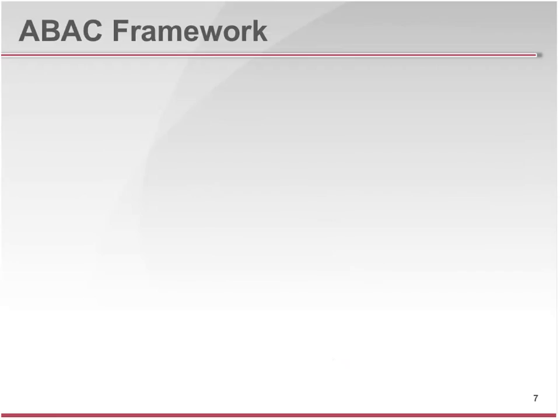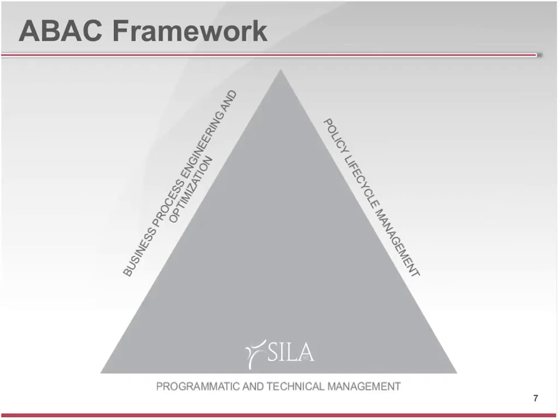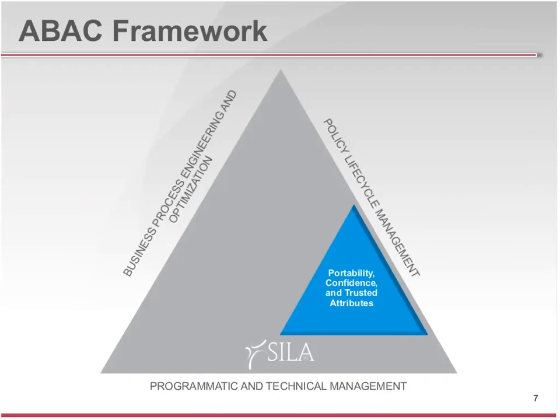So this is the last slide for me until we get into the vendor. Like I said, we do absolutely need a trust framework to be established, or trust frameworks to be established to make sure we have controlled identities and attributes. We require policy lifecycle management, programmatic and technical management. Business process engineering is key. This is a complete shift in how authorization is managed.